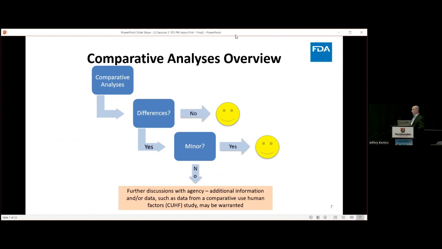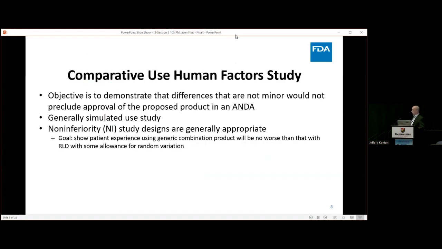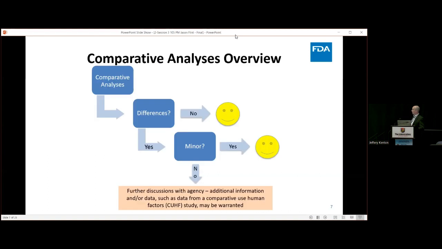I would say that's rare. Many times there are minor differences. And if there are minor differences, these are differences that don't affect critical tasks, for example, then also this is okay. But sometimes there are other differences, other critical design differences.